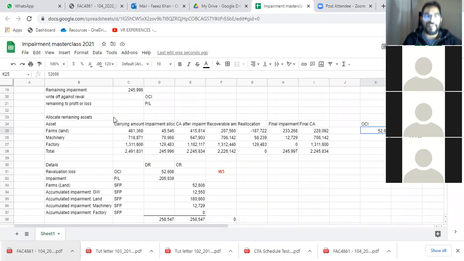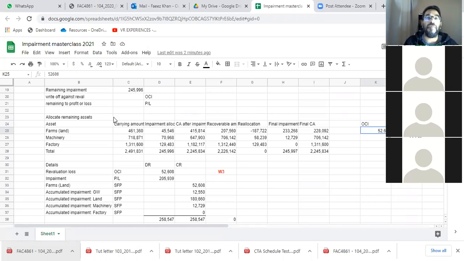The thinking process is as follows. When the carrying amount of a CGU exceeds its recoverable amount, you will have an impairment loss. The impairment loss we got was 258,000 Rand. Once you have that impairment loss, you need to allocate it against the assets within the scope of IAS 36, but there's a hierarchy. First, you allocate against goodwill as far as possible.